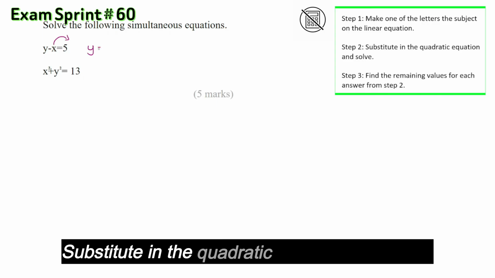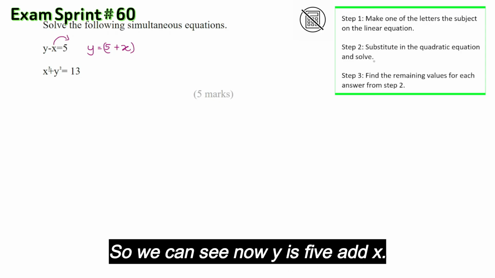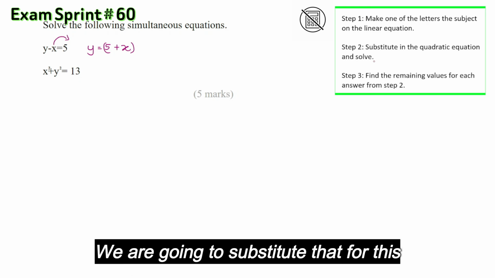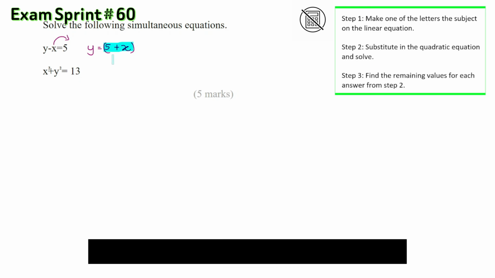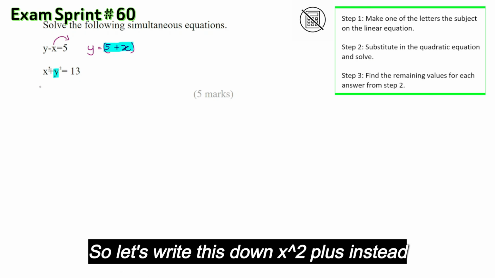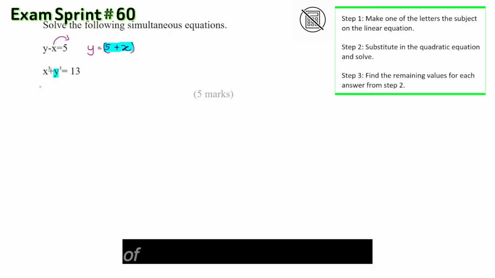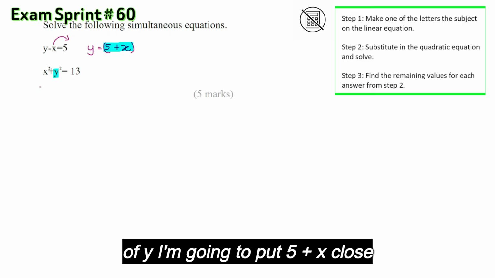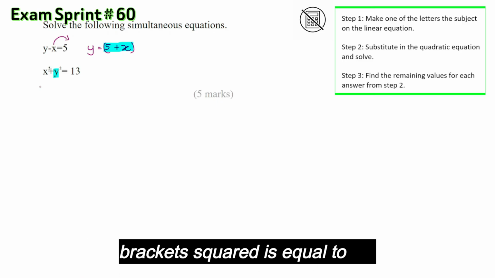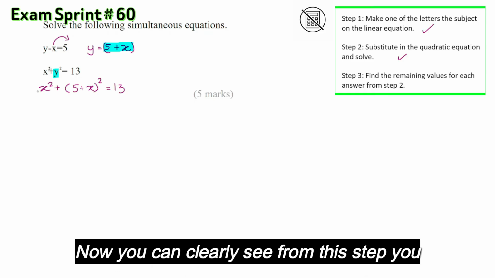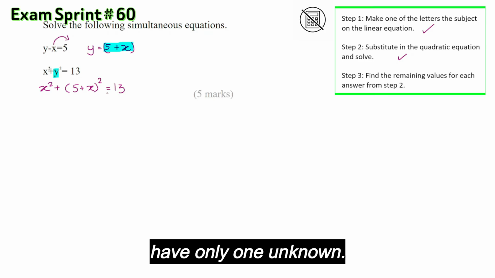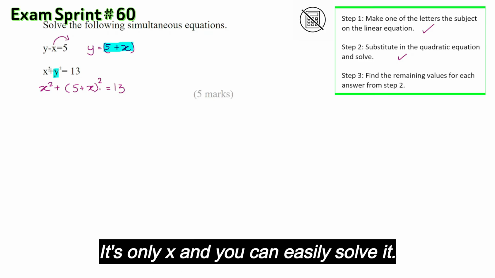Step 2, substitute in the quadratic equation and solve. So we can see now y is 5 add x. We are going to substitute that for this y here. So let's write this down. X squared plus, instead of y, I'm going to put 5 add x, close brackets, squared is equal to 13. Now, you can clearly see from this step, you have only one unknown. It's only x and you can easily solve it.